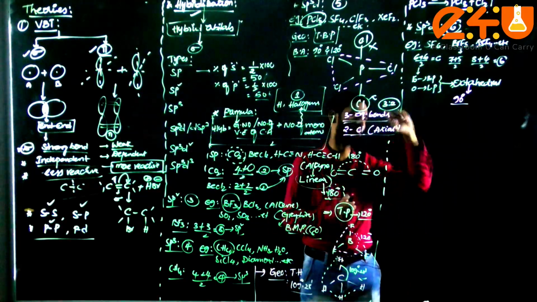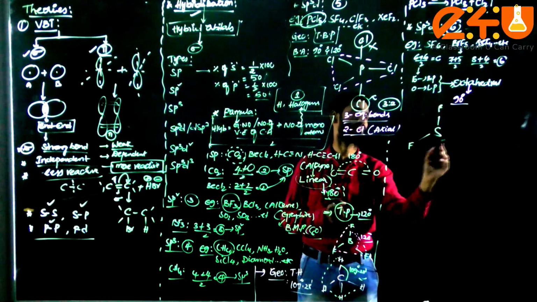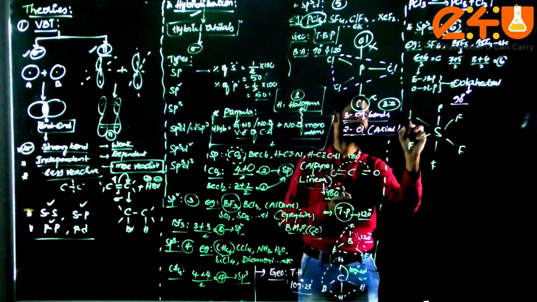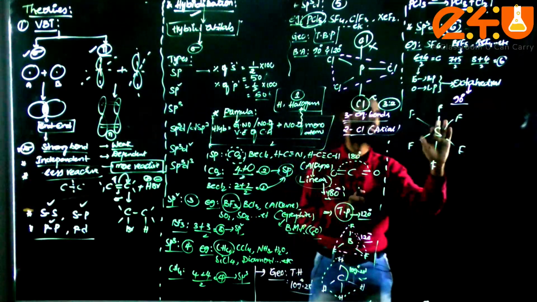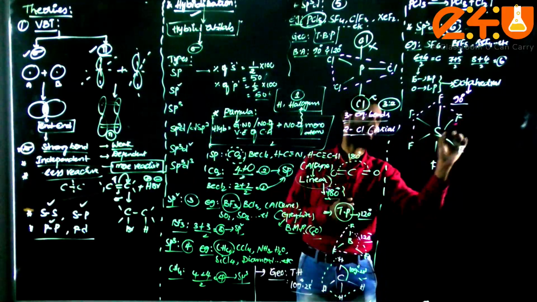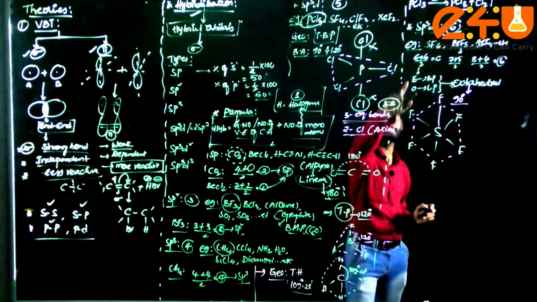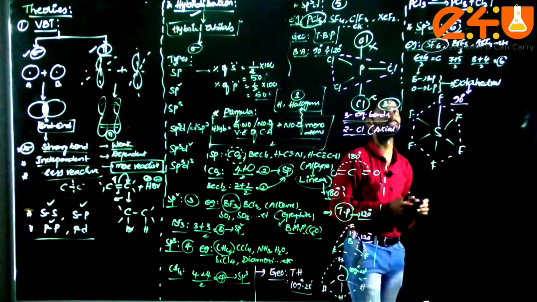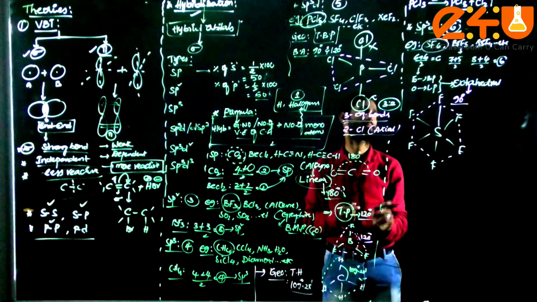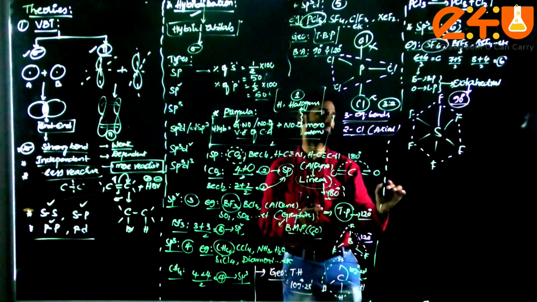Sir, what is the shape of this octahedral? Let me draw it here. Here fluorine atom, here fluorine, here fluorine. This is the geometry of sp3d2, especially SF6, sulfur hexafluoride. This is called octahedral. The bond angle between two atoms here is 90 degrees. This is very important, dear students, please note it down.